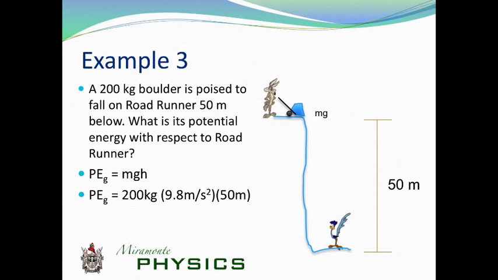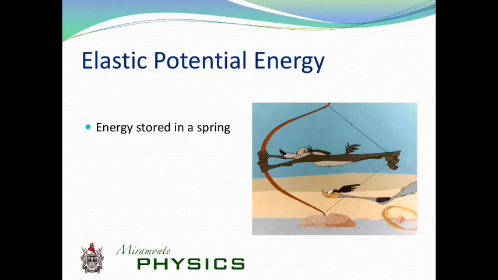So, for example, a 200 kilogram boulder is poised to fall on Roadrunner 50 meters below. What is the potential energy with respect to Roadrunner? Okay, how much energy does this boulder have? Well, it's just mgh. M, and make sure your masses are always in kilograms. M times g, 9.8 meters per second squared, times h, 50 meters, for a total of about 98,000 joules. So that's a lot of energy that you could convert, and actually it's going to get converted into kinetic if you launch it off that cliff.